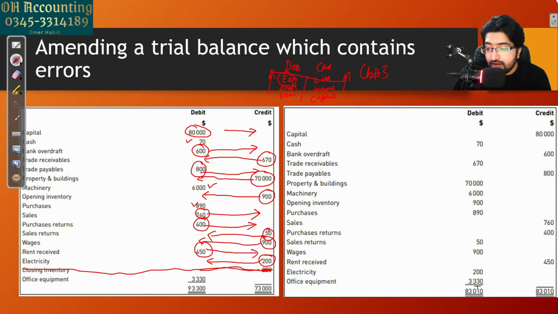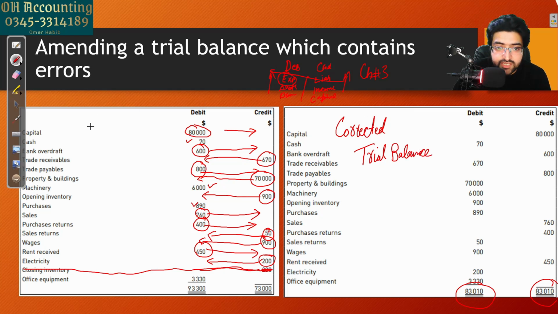Now the totals are equal. So we have corrected the errors and we have prepared a corrected trial balance. This is the corrected trial balance. Whenever they give you a trial balance which has mistakes like this, you will prepare a fresh trial balance. They will give you space, you will have to make it there. Okay, don't make changes to this. No, you will have to make a new one and then make it properly.